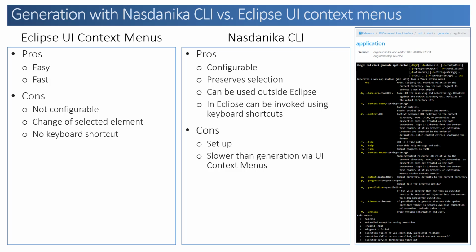For example, Nasdanika sites are generated by the Nasdanika CLI during the automated build process. The documentation site is generated from several models, with some of them also being generated by the Nasdanika CLI from different data sources. When used in the Eclipse, the CLI can be invoked using keyboard shortcuts, which may be important for people who prefer short edit generate cycles.